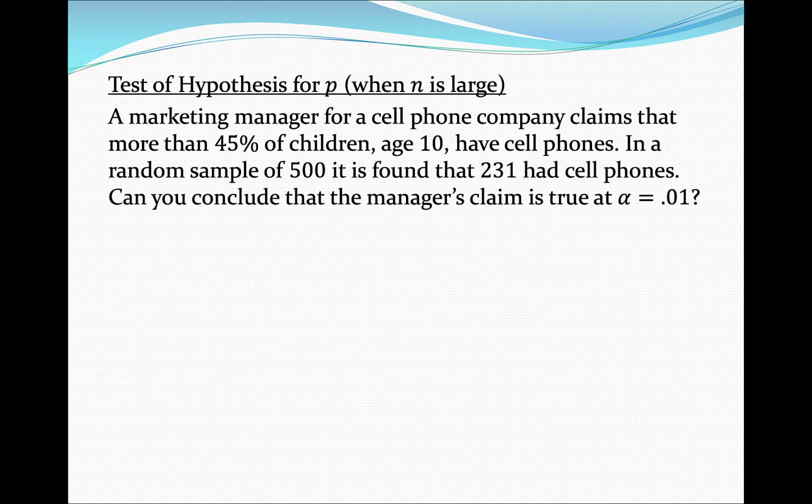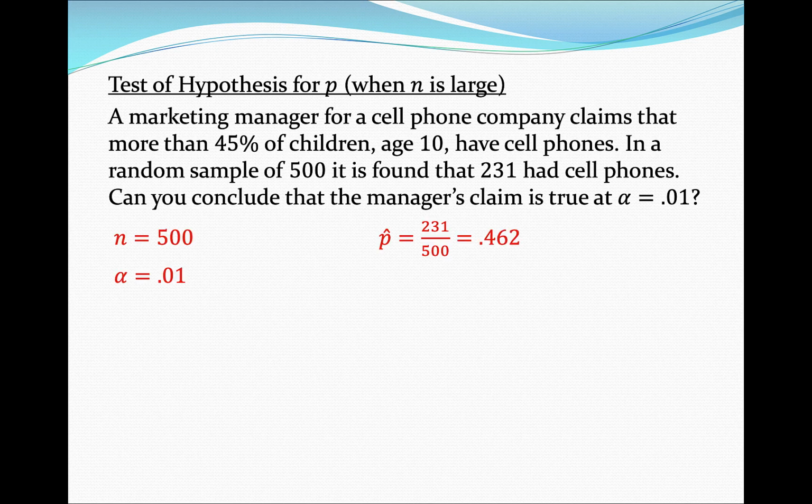So a large n is usually not a concern anyway when you deal with a proportion, but it is very important that you have a large n. Just like the t distribution becoming a z as n becomes large, it works the same way here. Basically, as n becomes large, you can just use the z distribution. It really doesn't matter. So with proportions, it is important that you have large samples. Anyway, the question is this. A marketing manager for a cell phone company claims that more than 45% of children, age 10, have cell phones. In a random sample of 500, it was found that 231 had cell phones. Can you conclude that the manager's claim is true?